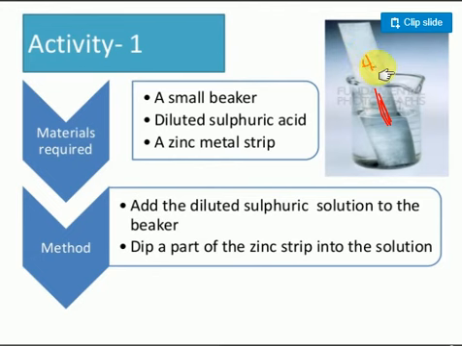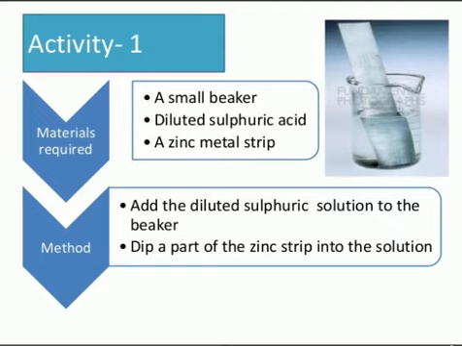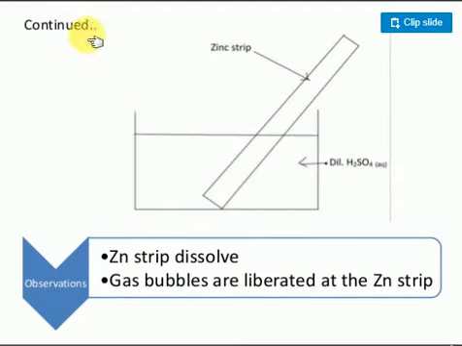Why is H2 gas coming? Remember, H2 gas gives a pop sound. H2 gas is coming because you add sulfuric acid to the solution, and look at the zinc strip there. So what happened here? Oxidation happens, and somewhere else reduction is happening. You'll get this very clearly. Just consider, continuing the process.